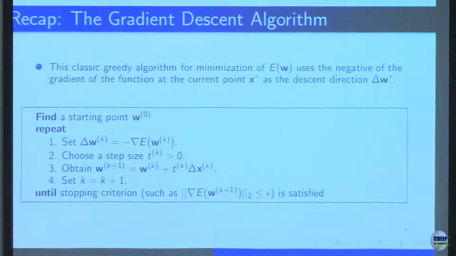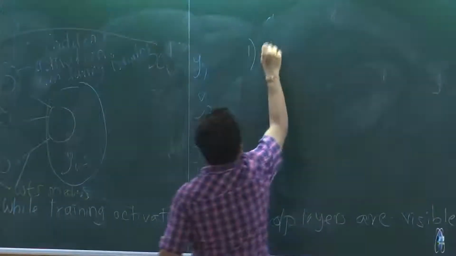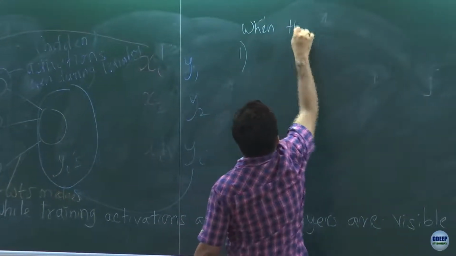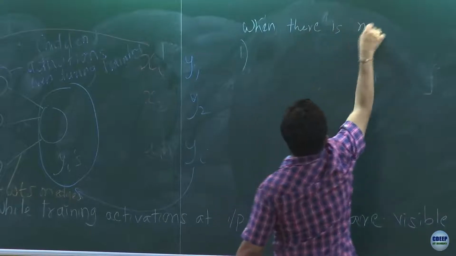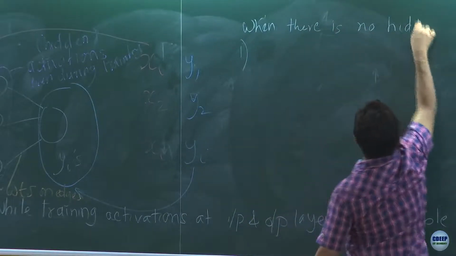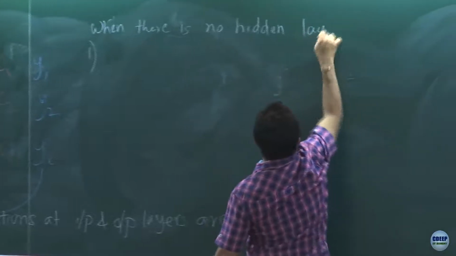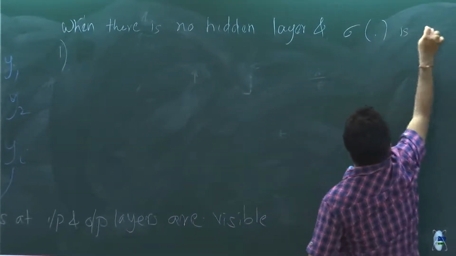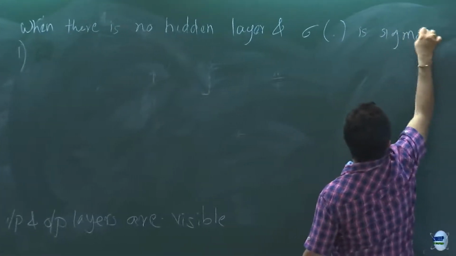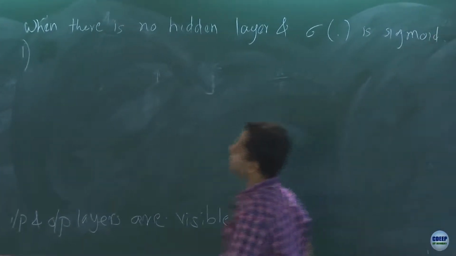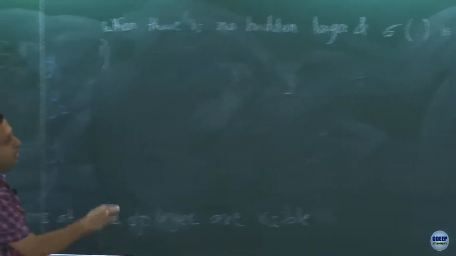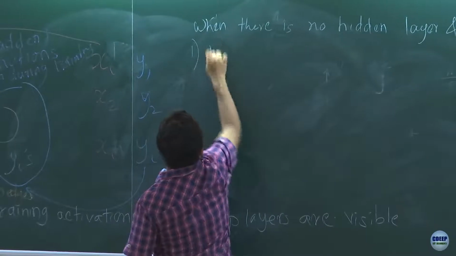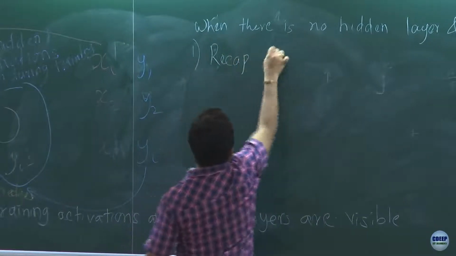Now also recap the gradient descent algorithm. When there is no hidden layer and the activation unit is sigmoid, then we were able to employ the gradient descent algorithm.